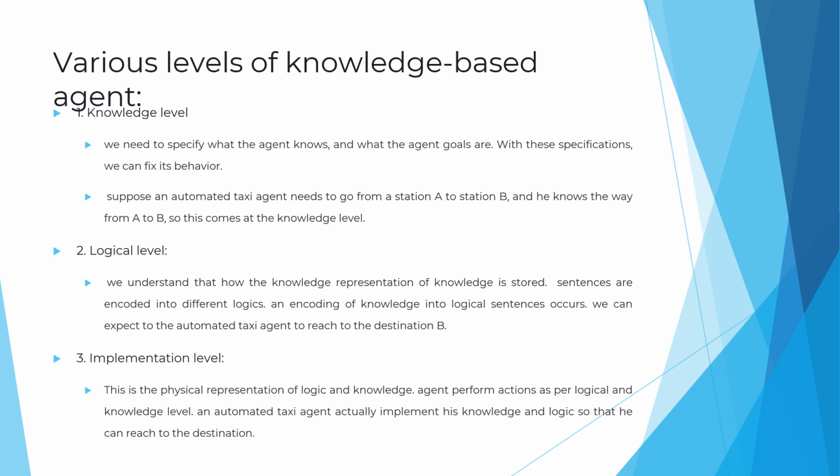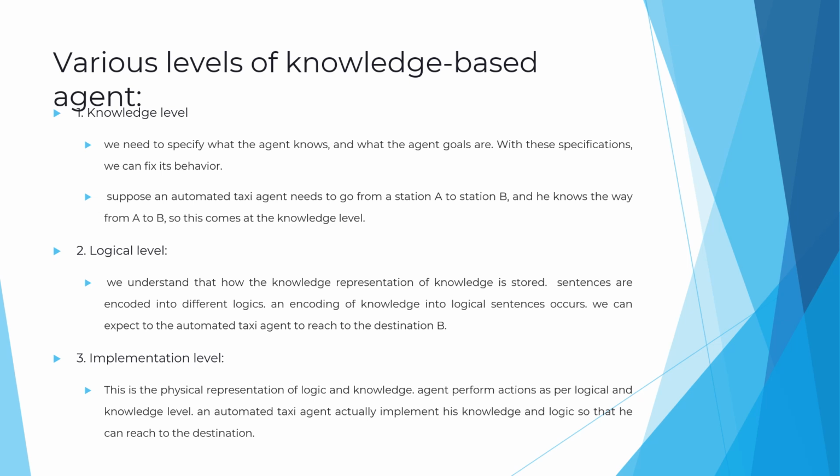Second one, logical level. At this level, we understand how the representation of knowledge is shown. At this level, sentences are encoded into different logic. At the logical level, an encoding of knowledge into logical sentences occurs. At the logical level, we can expect the automated taxi agent to reach the destination B.